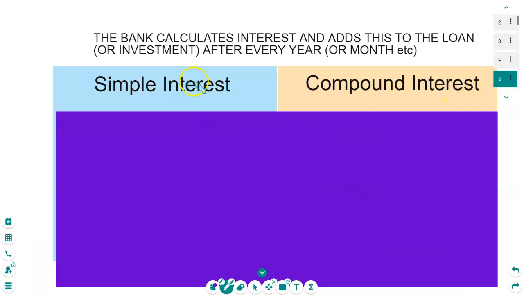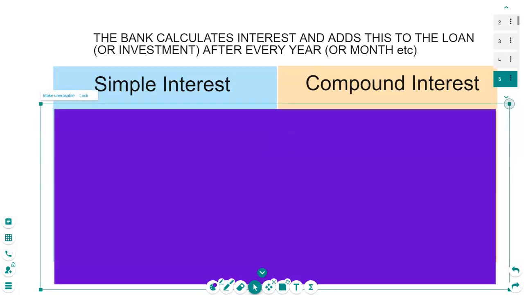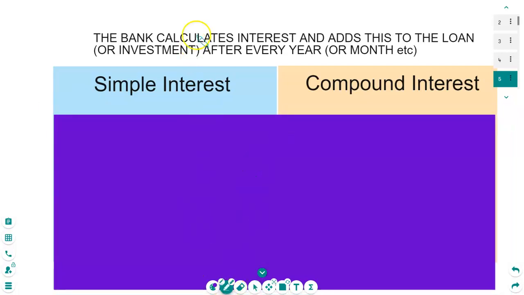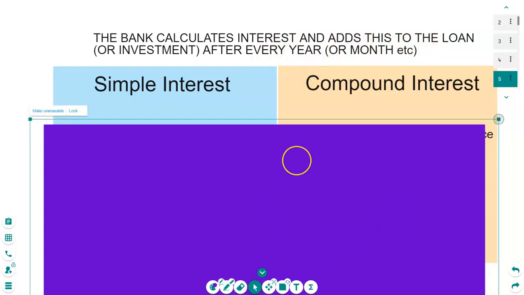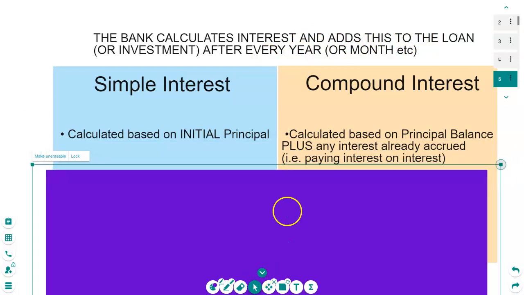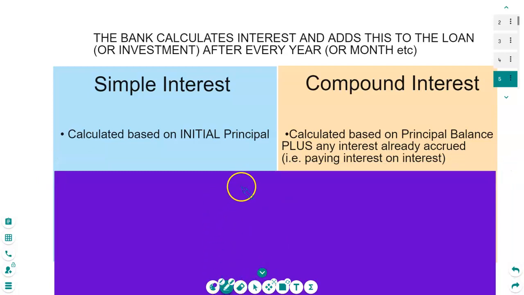Okay, simple interest versus compound interest. So there's 2 types of ways that interest is calculated. Okay, so again, the bank calculates interest and adds this to the loan or investment after every year. All right. So simple interest is the same every year. So you just have to do one simple little calculation based on the initial principal. So I'm pretty sure it's just like I equals your little interest rate times your principal. And that's got to be as a decimal.